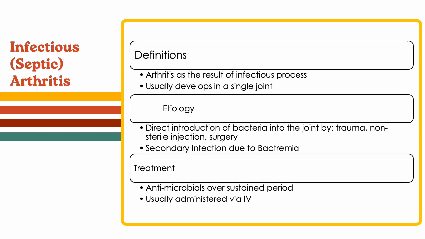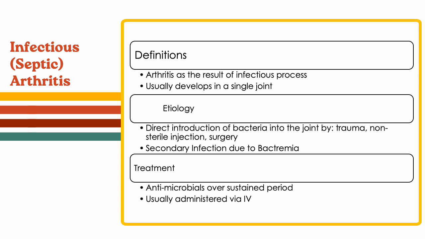You can have septic arthritis or infectious arthritis, and this is arthritis as the result of an infectious process. So again, I mentioned that this can be secondary to a disease process, so this one is a really good example of that. Usually septic arthritis develops in a single joint. You have bacteria that directly enter the joint by trauma, non-sterile injection, or even through surgery, and it is a secondary infection due to bacteria.